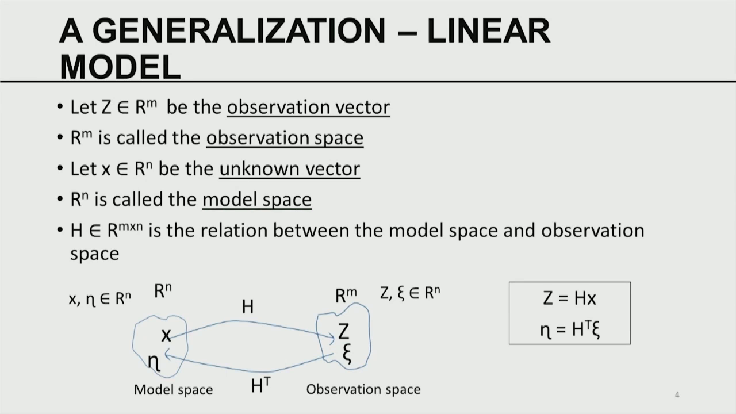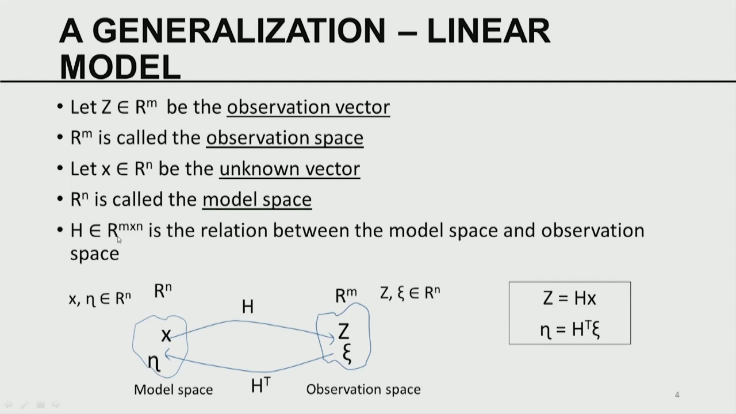So let us create some nomenclature. Z belongs to R^m. R^m is a set of all vectors of size m. So that is what is called the observation space in here. Z is called the observation vector, and R^m is called the observation space. Likewise, x is called the unknown vector. In the previous case, x has two components. I can generalize that to n components. So the unknown x is going to have x1 through xn. Also R^n is the model space.